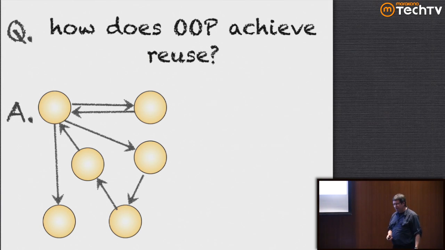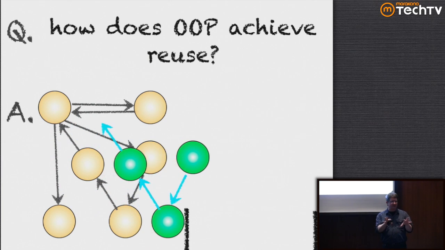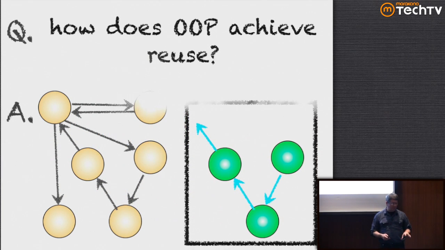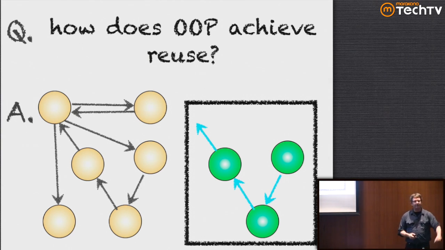And how do you achieve reuse? In the object-oriented world, the way that we achieve reuse is we create a network of classes that communicate with one another with messages. We find a piece of this that works really nicely, and so we isolate that off and package it up as a reusable class.